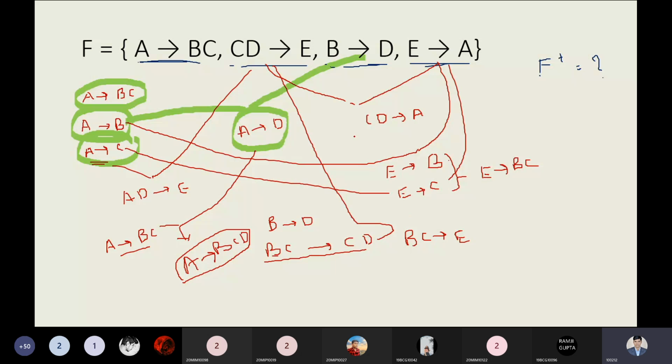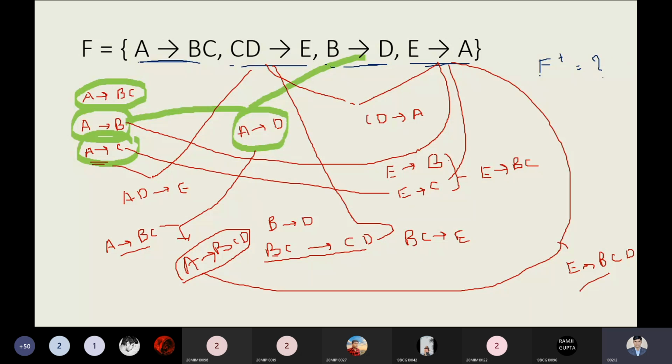And after applying this one, E determinant to A and A determinant to BCD, you can easily say, sir, E determinant to BCD is also possible. Just tell me right now, am I correct or not? So you have to understand the functional dependencies and apply the appropriate rules or algorithms to identify the result in a proper way. Now clear? Is it clear to all right now?